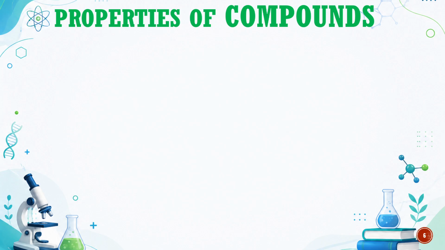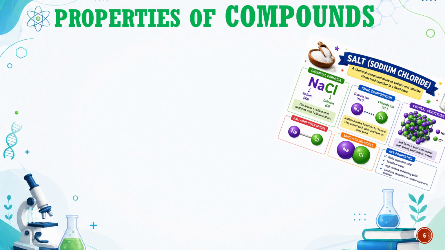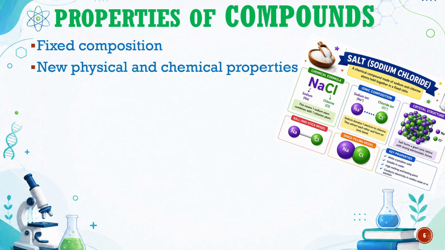Now let's think about the properties of compounds. A compound is a combination of two different elements. Compounds are going to have a fixed composition. When I say fixed composition, it is the combination of two different elements in a given proportion. They will also have new physical and chemical properties of their own.